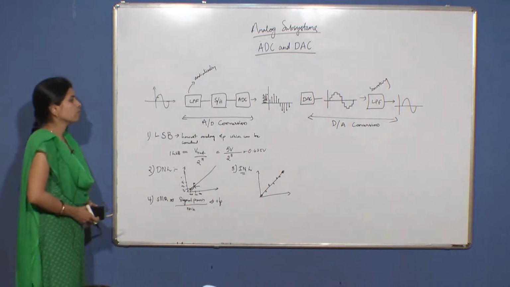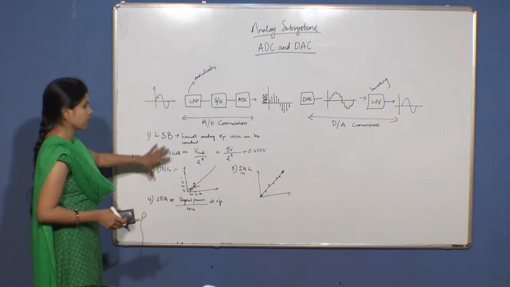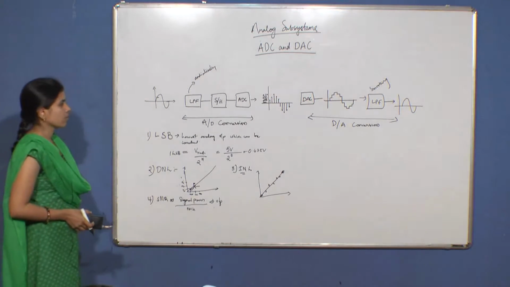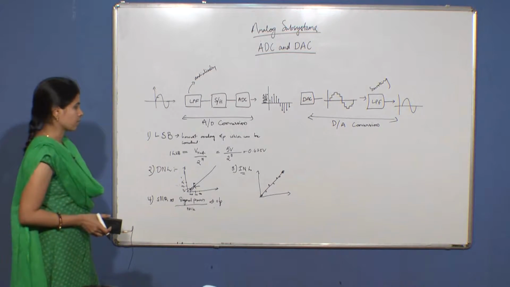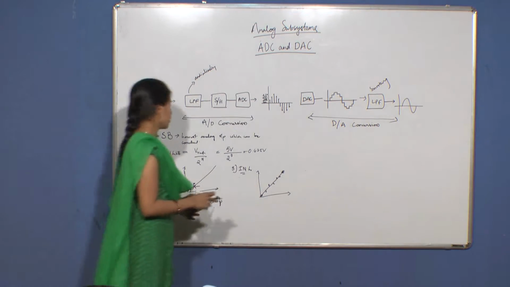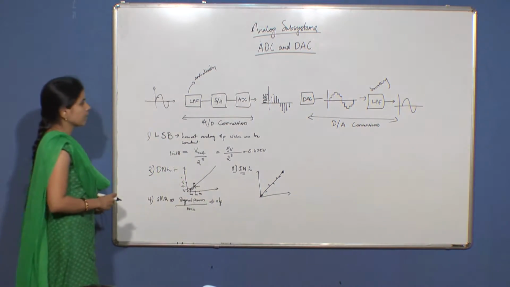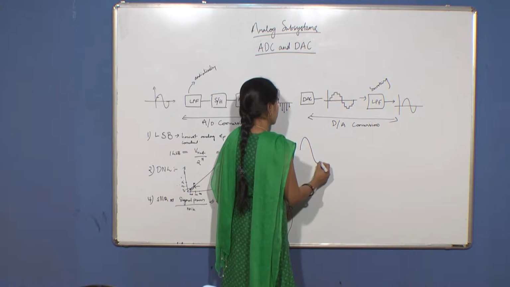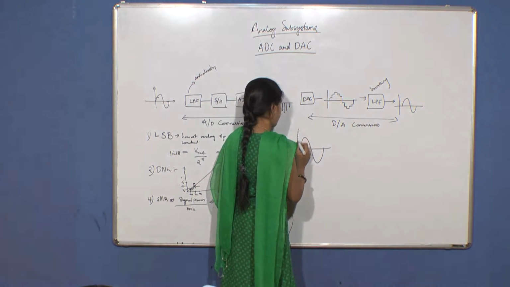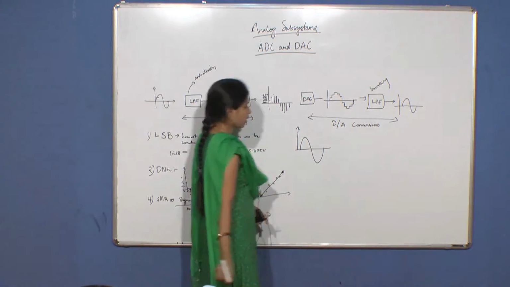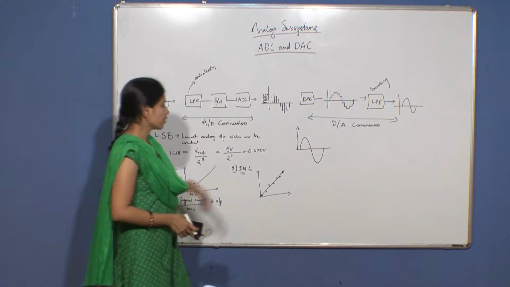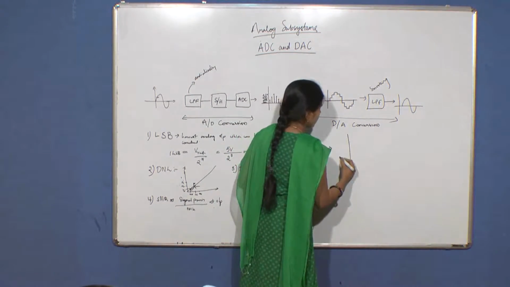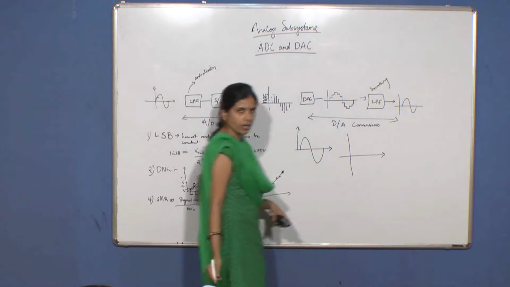So normally you look for these kind of specifications in data converters. I just wanted to tell you this before going into the architectures of the data converters. And the ADC has an analog signal which is continuous in time and infinite valued. So it has to be converted into a discrete in time and quantized signal.